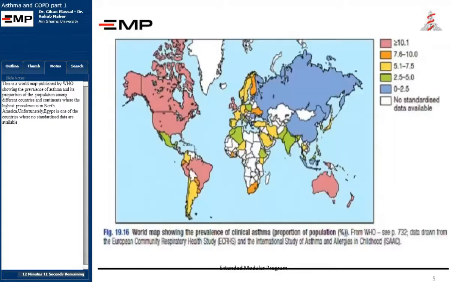This is a world map published by WHO showing the prevalence of asthma and its proportion of the population among different countries and continents, where the highest prevalence is in North America. Unfortunately, Egypt is one of the countries where no standardized data are available.